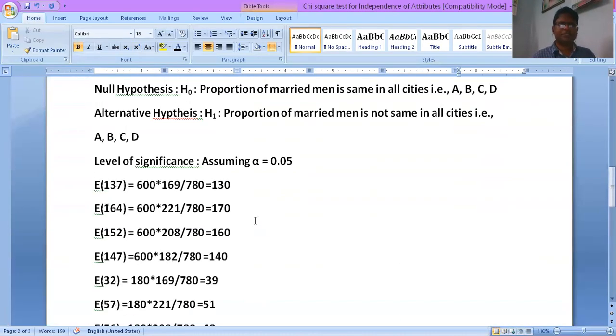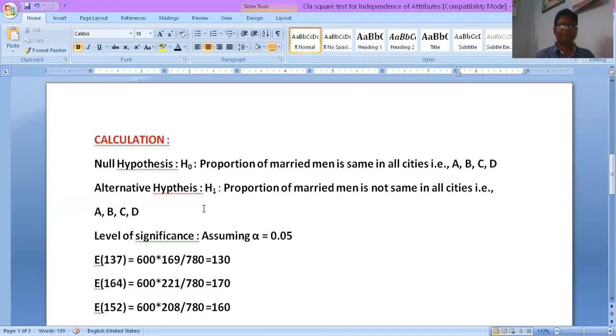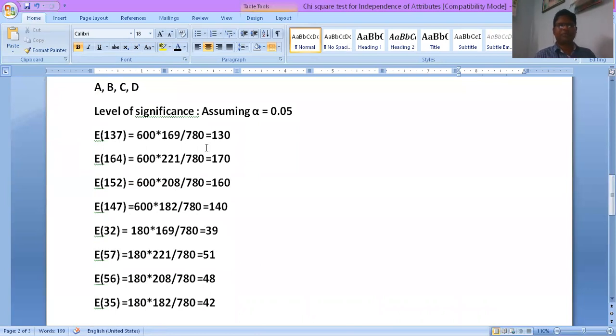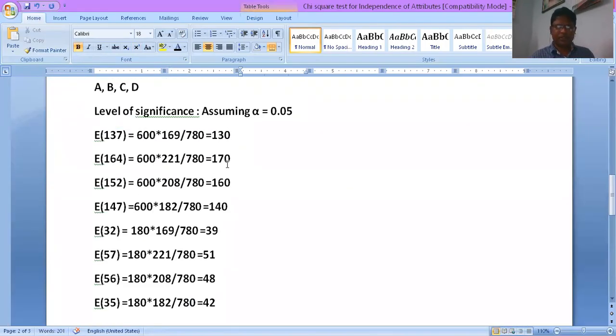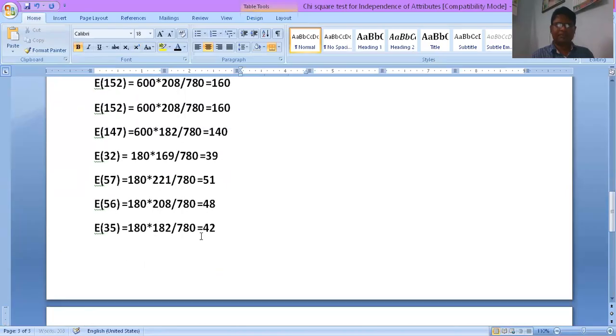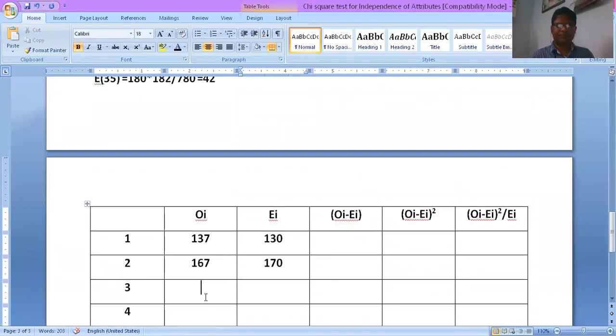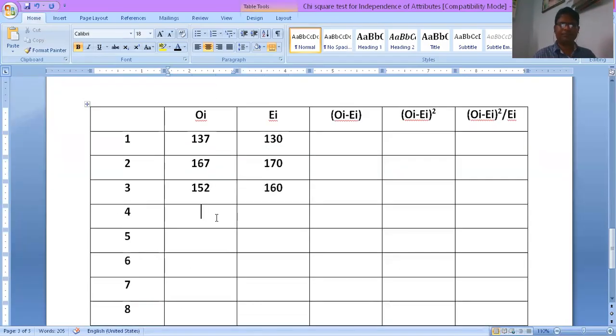Let us write the observations first. So 137, 164, 152, 147. So I'm just rewriting the same observations. The first one is 137, and the corresponding expected frequency is 130. Second observation 164, and its expected frequency is 170. So 164, 170, 152, 160. Third observation. Fourth one is 147. For 147, the expected frequency obtained is 140.